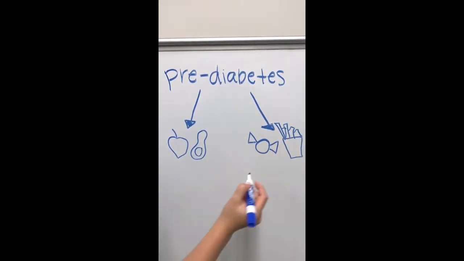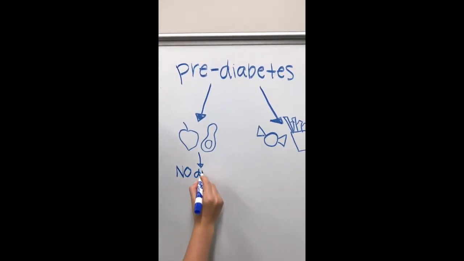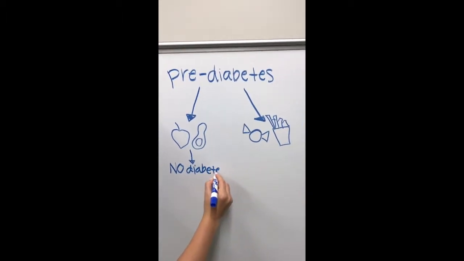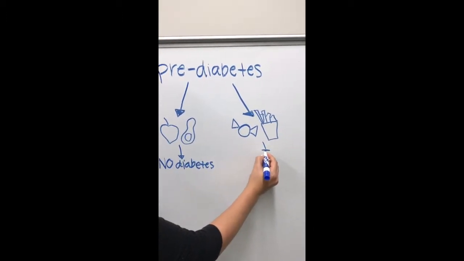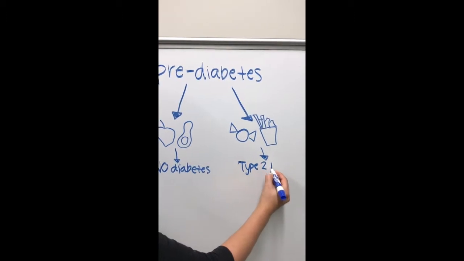The experimental group had a significantly lower chance of developing type 2 diabetes, while the control group had a significantly higher chance of developing type 2 diabetes.